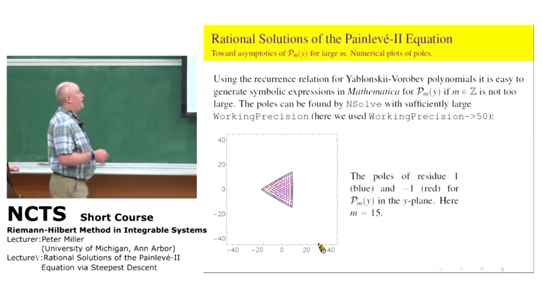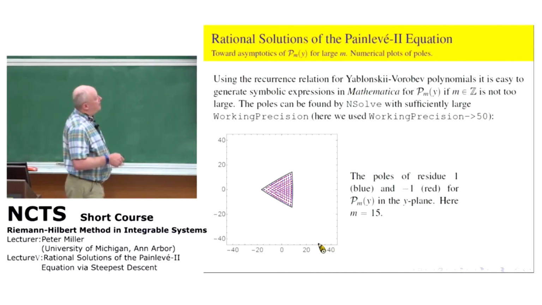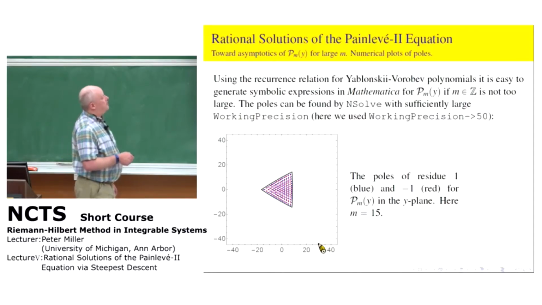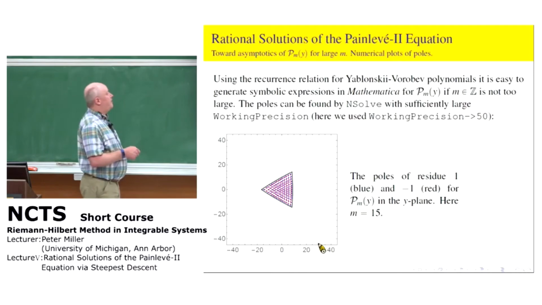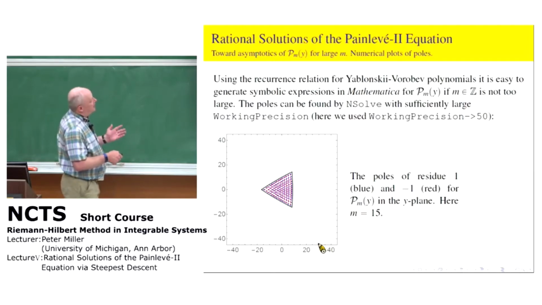So here's a plot in the complex plane of some dots. This is the y-plane, and these dots are the poles of the pendulum function p15 of y. The red dots are the negative residue poles, minus 1 residue. The blue dots are the plus 1 residue poles. They're making a nice little pattern. There's also a black curve here that I'll explain later. It's meant to draw your attention to those points. There's a bunch of points forming this regular pattern, but it's triangle shaped.